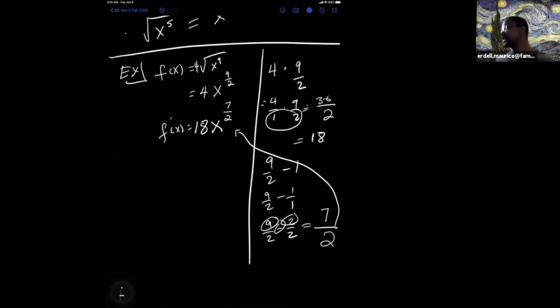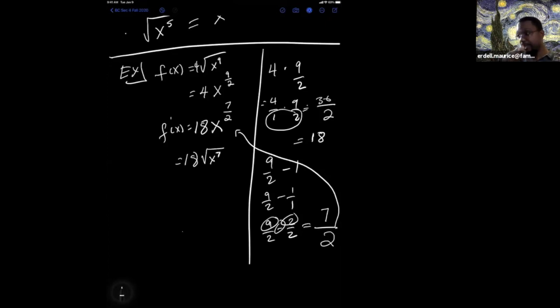Of course, like before, if I start as a radical, I will end as a radical. And so I've got to return this back to this right here: 18 square root of x raised to the 7th power. Questions there? Comments? Queries? Concerns?